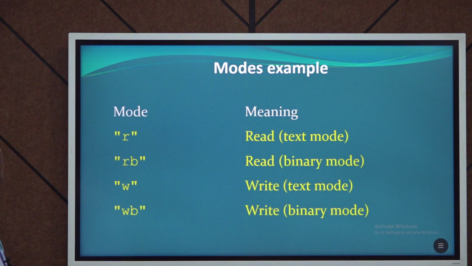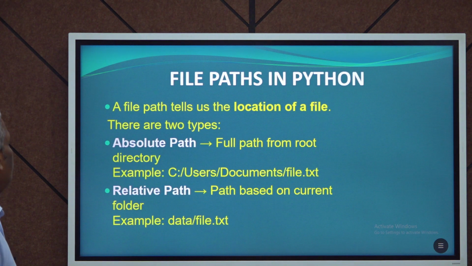So modes, we already discussed. R means read text mode, RB means read binary mode, W means write text mode, WB means write binary mode. Next we will discuss file paths in Python. There are two types of paths in Python: absolute path and relative path.